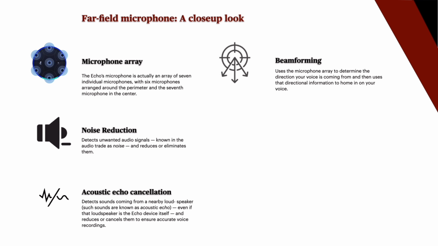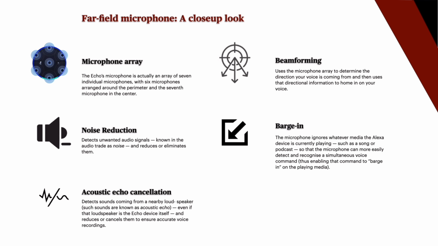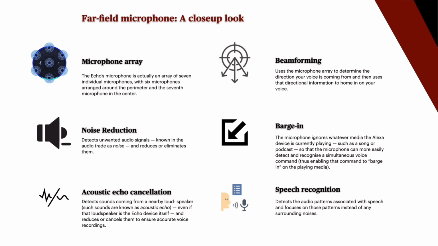Beamforming. Uses the microphone array to determine the direction your voice is coming from and then uses that directional information to home in on your voice. Barge in. The microphone ignores whatever media the Alexa device is currently playing, such as a song or podcast, so that the microphone can more easily detect and recognize a simultaneous voice command. Speech recognition. Detects the audio patterns associated with speech and focuses on those patterns instead of any surrounding noises.